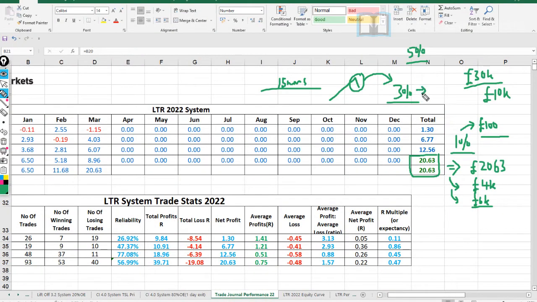Another way to look at it is also to look at your expectancy as well from your strategy stats, which is something that we got over here as well.